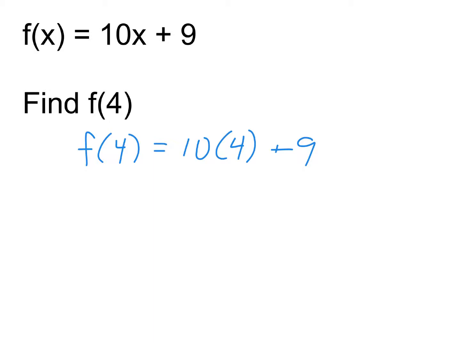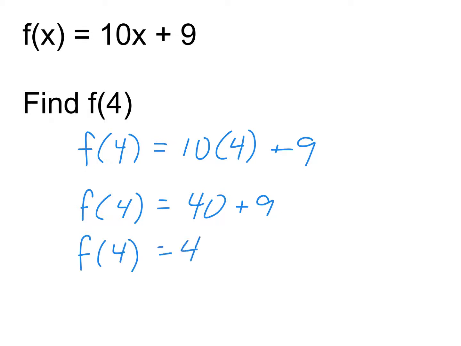And so we end up finding that f of 4 equals, well, what do I do first? The multiplication or the addition? The multiplication. So that's going to be 40 plus 9. And that is how we got our final answer here of f of 4 equals 49.